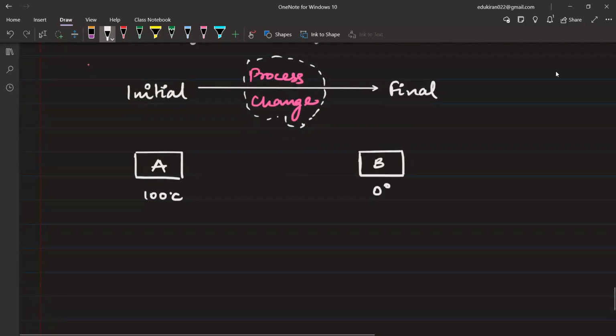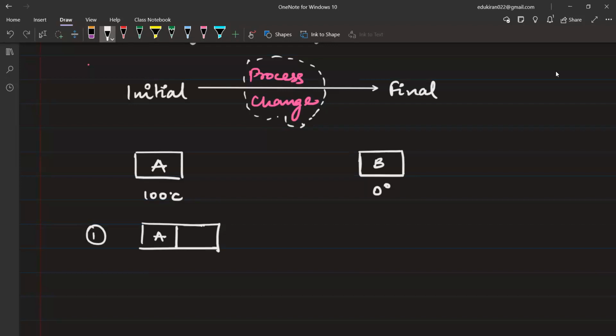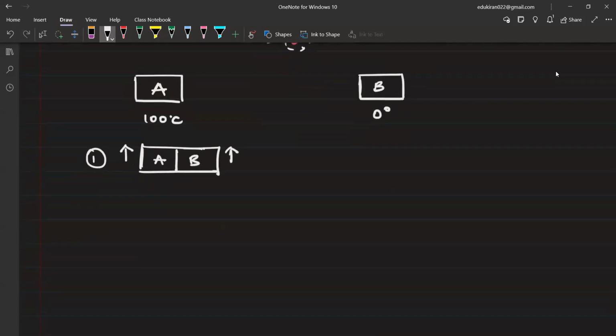Now there are a few options. Let us suppose I bring them in contact with each other. Now A and B, both of these blocks are in contact. So what do you think is going to happen? Will the temperature of A and B both increase? Or the second option, both decrease.